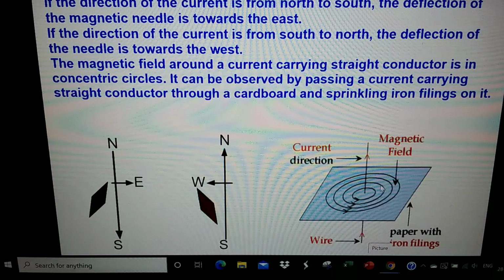The path can be detected by placing a compass needle at one edge of the cardboard.